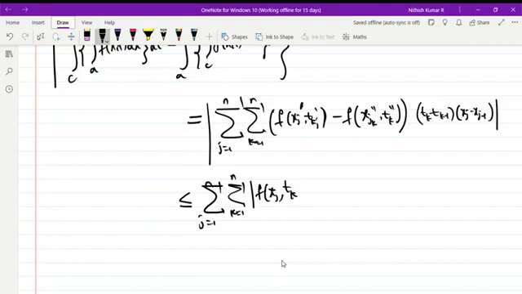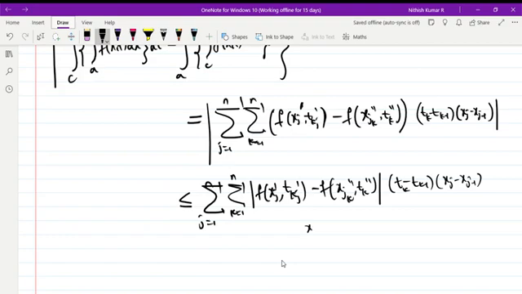Now using the properties of modulus and summation, it is less than or equal to summation j is equal to 1 to n, summation k is equal to 1 to n, modulus of f of xj dash comma tkj dash minus f of xjk double dash comma tk double dash, into, since tk is always greater than or equal to tk minus 1 and xj is always greater than or equal to xj minus 1, we are writing the modulus as it is, so it is tk minus tk minus 1 and xj minus xj minus 1.